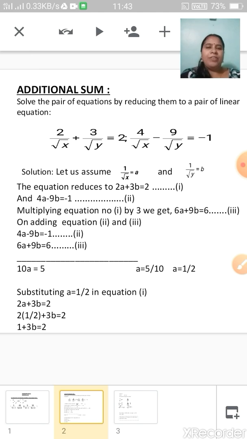Now one of the variables we have got, we want the value of the other variable. So in order to get the value of the other variable, we will substitute this in equation number 1. You can substitute anywhere, wherever you find easy, in equation 1 or equation 2. So I am substituting it in equation number 1. So 2 into 1 upon 2 plus 3b is equal to 2. 2 and 2 will get cancelled. What is left is 1 plus 3b is equal to 2.